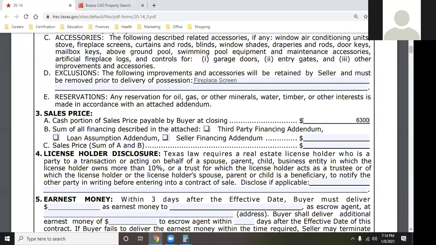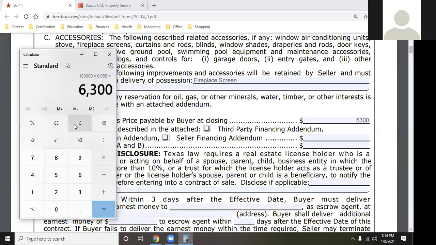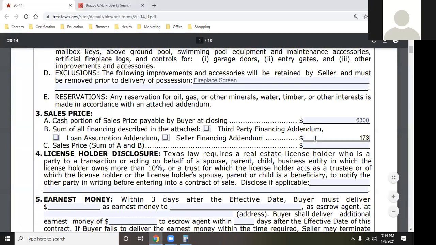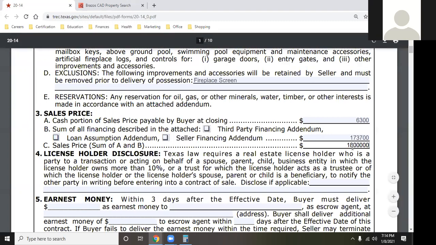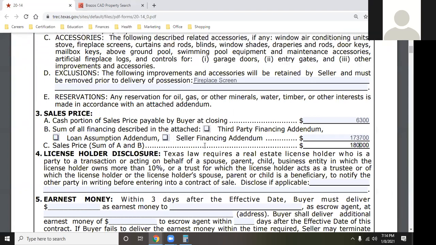Okay. Now, we got to bring that calculator back up. He's getting financing for the remainder. So he's getting financing for $173,700, which then, if you're in a platform, it would have normally calculated it. It would have popped up $180,000, which is right there. I'll take it. So, we have $180,000 there.